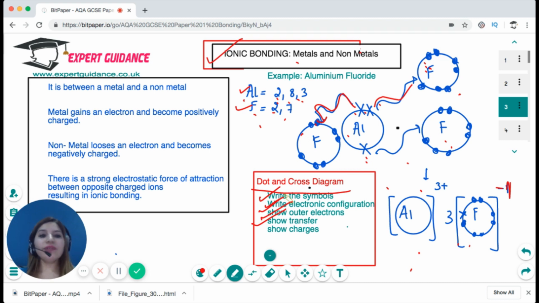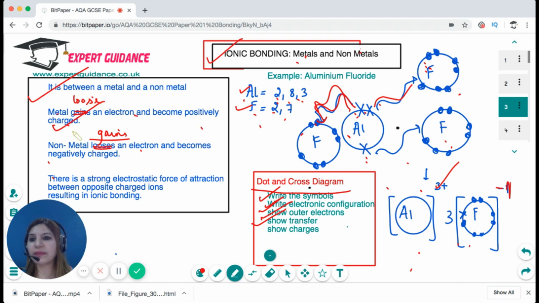Okay, now whatever we have drawn, we'll write that as a definition. Ionic bonding is between a metal and a non-metal. The metal loses an electron to a non-metal, and as the metal loses an electron, it gets a positive charge. The non-metal gains an electron and becomes negatively charged, and there's an electrostatic force of attraction between oppositely charged ions, resulting in ionic bonding. So metal loses an electron and becomes positively charged. Non-metal gains an electron, becomes negatively charged, and there's a strong electrostatic force of attraction between oppositely charged ions, resulting in ionic bonding. I hope this dot and cross diagram is clear to you.